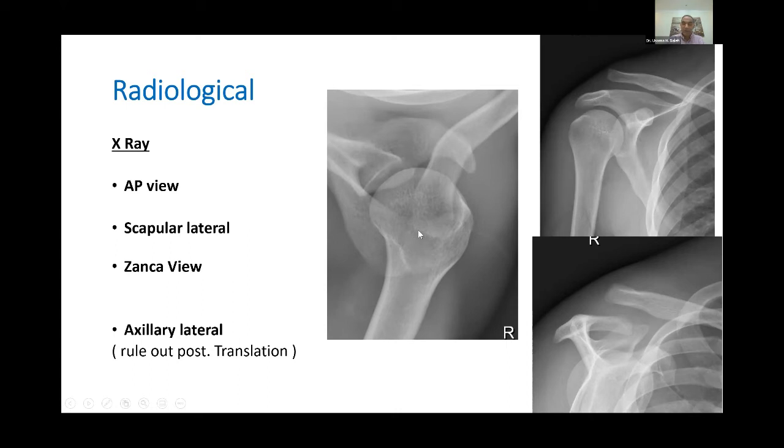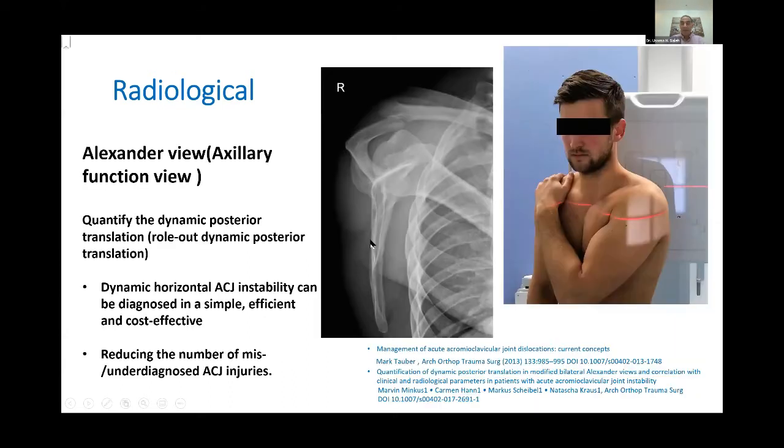This axillary view is usually a static view. And when we move our shoulder and our AC joint, it's a dynamic situation, and we have to address that. Because of that, we recently started doing the Alexander view for all our patients, especially type 3 and type 2 AC joint separation according to the Rockwood classification.